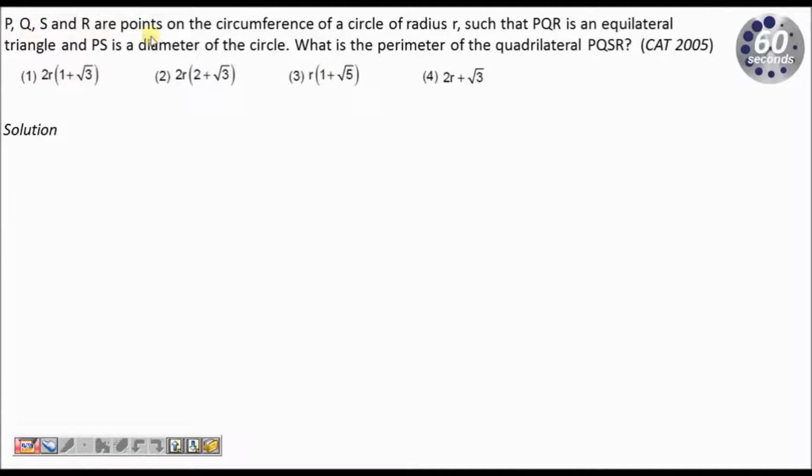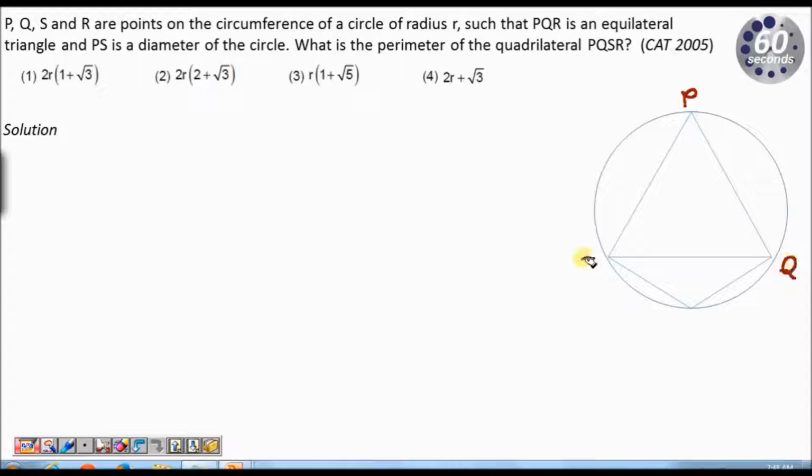P, Q, S and R are points on the circumference of a circle of radius R such that PQR is an equilateral triangle and PS is the diameter of the circle. The figure will be something like this. There is a circle and there are four points P, Q, S and R such that PQR is an equilateral triangle, and PS is the diameter of the circle. So if this is point S, PS would be a diameter of the circle. So we have to find the perimeter of PQSR.